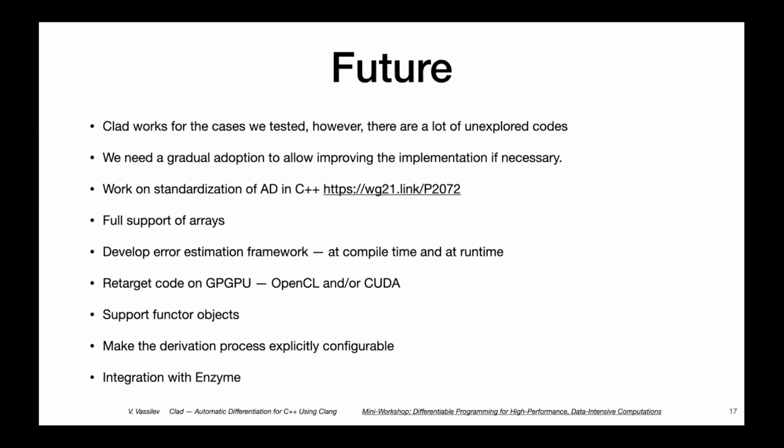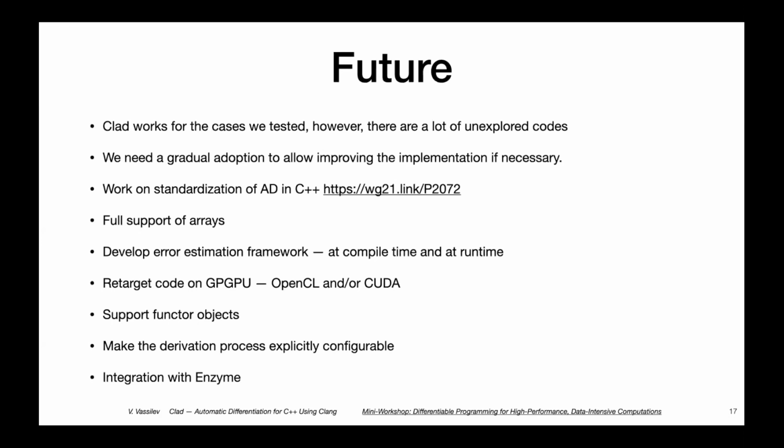We also want to retarget on GPU code. We are currently working on that with focus on CUDA, but also we want to be able to include OpenCL and probably HIP. We want to support functor objects, because many frameworks have the concept of the computations that's stored inside a functor object rather than a simple function.